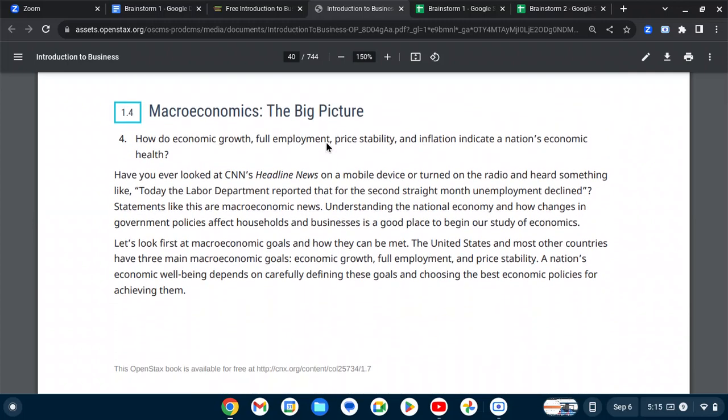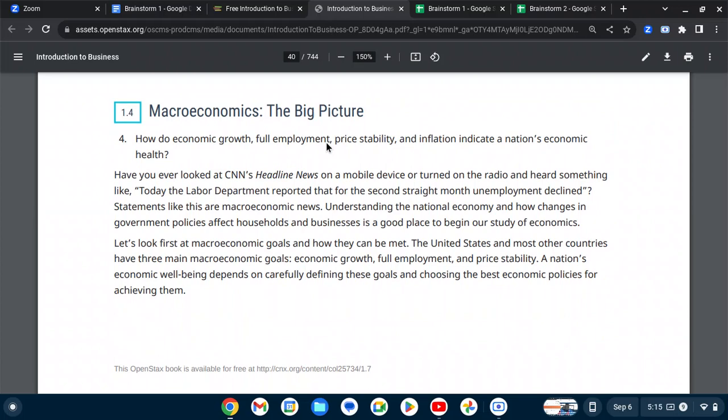Macroeconomics, the big picture. How do economic growth, full employment, price stability, and inflation indicate a nation's economic health? Have you ever looked at CNN's headline news on a mobile device or turned on the radio and heard something like, "Today, the Labor Department reported that for the second straight month, unemployment declined"? Statements like this are macroeconomic news.